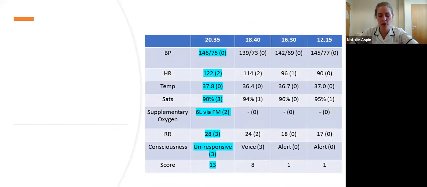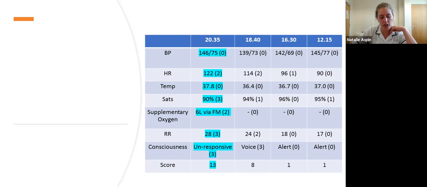So we've just got another set of obs. Some obs from earlier on in the day, lunchtime, 4:30. Some obs from 6:40, which were just after he had his seizure at 6:30. So we've gone from a NEWS of 1 in the day to a NEWS of 8 following his seizure. Post-seizure, we've become a little bit more tachycardic, holding our own with regards to our SATs, and he's not completely unresponsive. He's responding to voice, a little bit more tachypnoea, the respiratory rate's gone up a little bit.